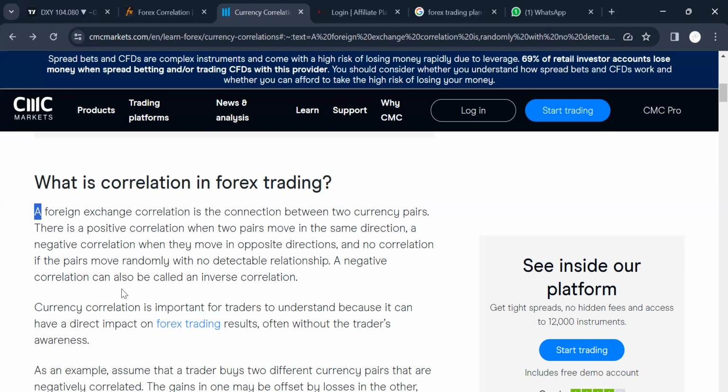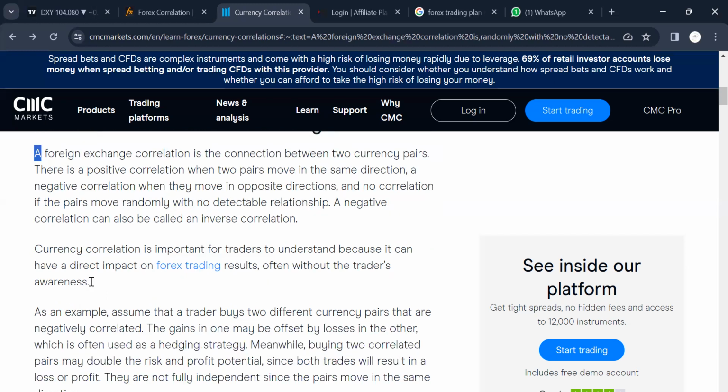Now let's continue. Currency correlation is important for traders to understand because it can have a direct impact on trading and forex trading results, often without traders' awareness, right? So if you trade any pairs at all without understanding the nature of that economy, the nature of that currency, many a time you lose.